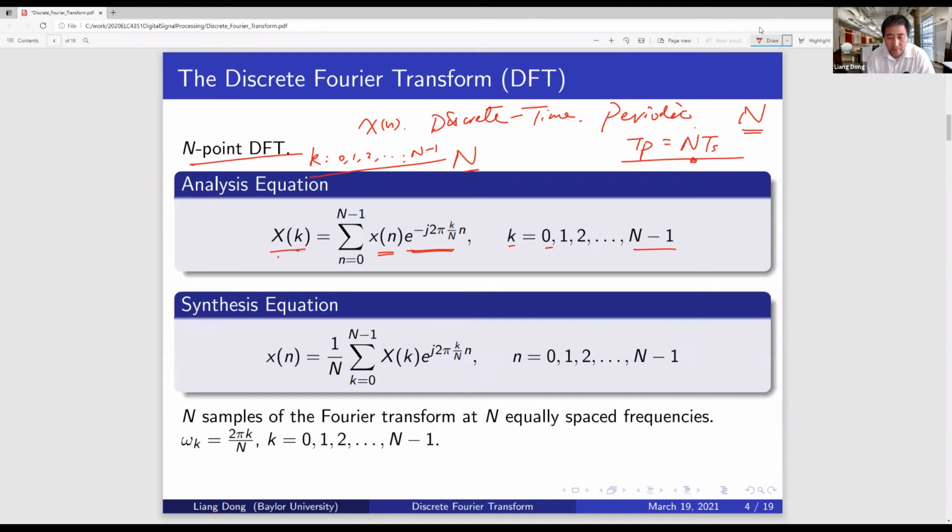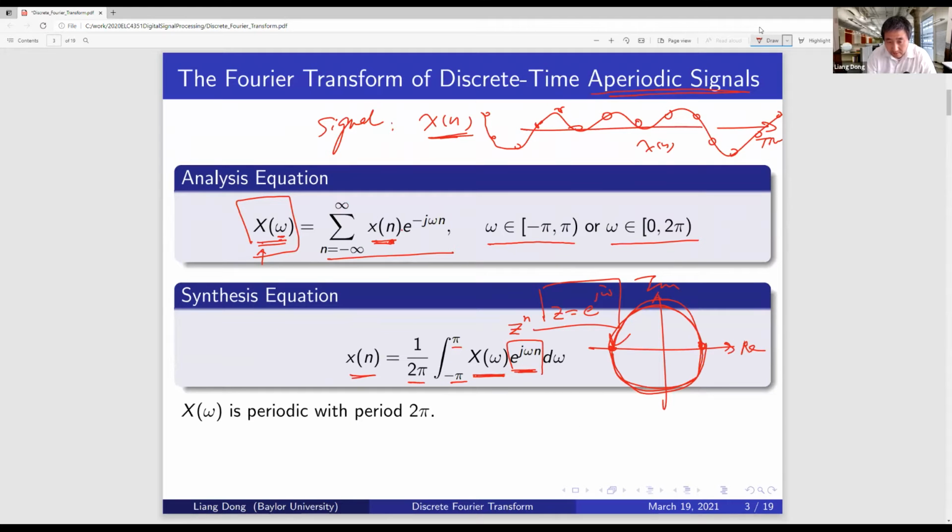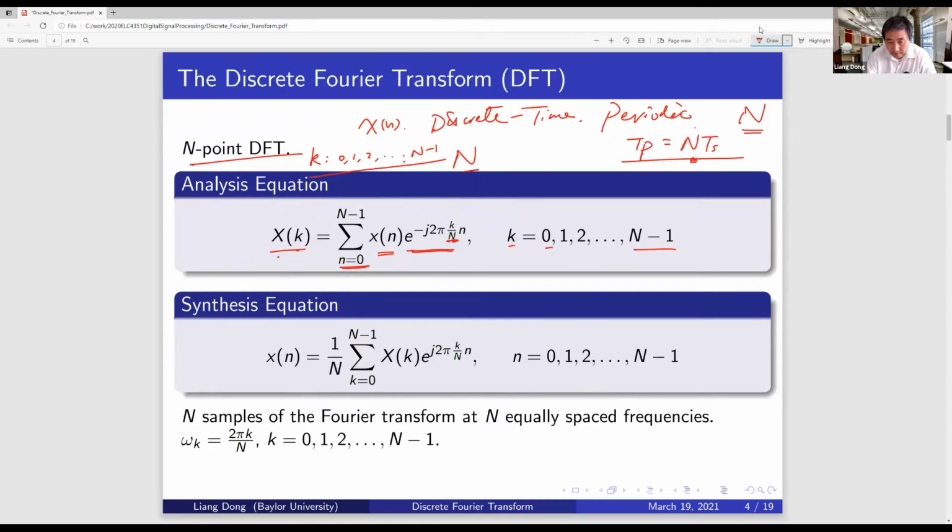If we compare with the previous analysis equation, first, of course, the summation range is different. Now it's from 0 to N minus 1, one window. We also find this is different. Previously it was omega n. If we flip back, it was negative j omega n. Now I have negative j 2 pi k over capital N times n, and therefore it implies this part is my omega. So omega, equivalently, is 2 pi k over N.